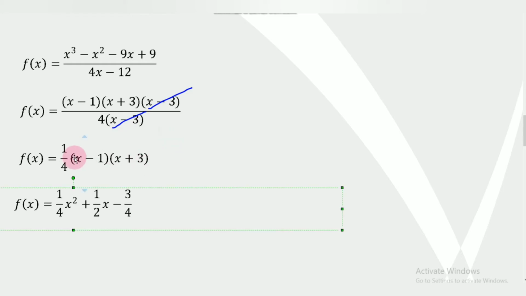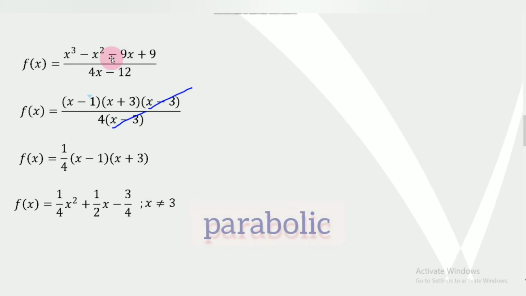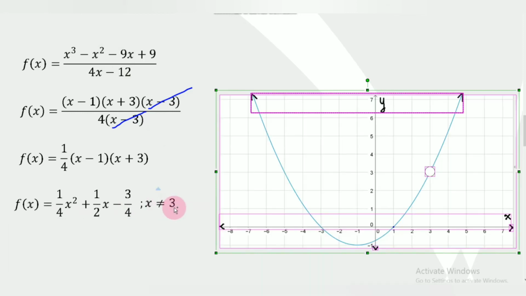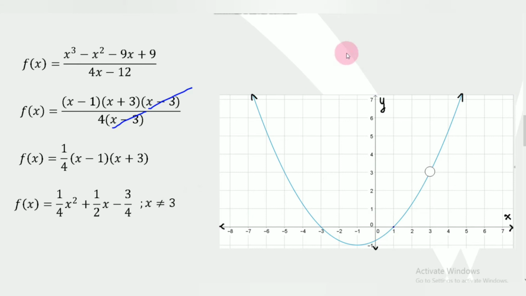So if I simplify it, I multiply this out. We actually have a quadratic expression, keeping in mind that x cannot be 3. It means the shape of this rational algebraic function is a quadratic, a parabola, but with the addition that x cannot be equal to 3. So yeah, this is the result.